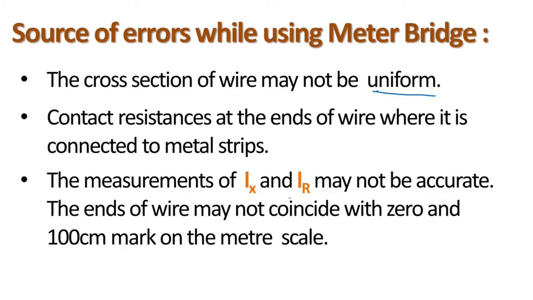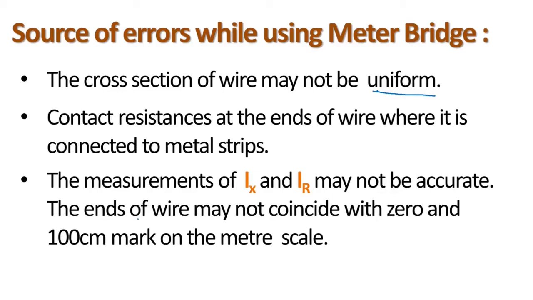And while measuring Lx and Lr also, accuracy is often not achieved, because the ends of the wire may not coincide with the 0 and 100 centimeter mark on the meter scale. These are the sources. How can we minimize the errors?